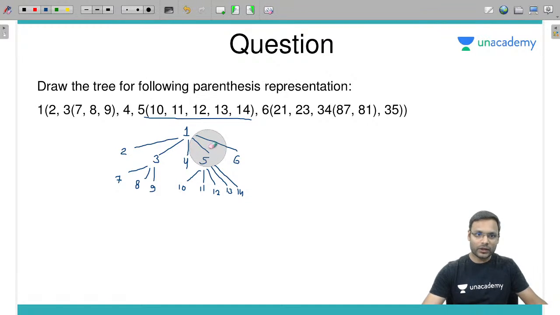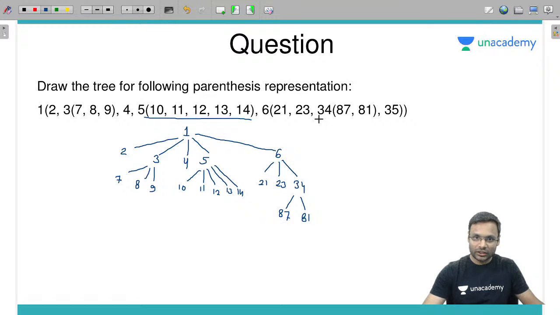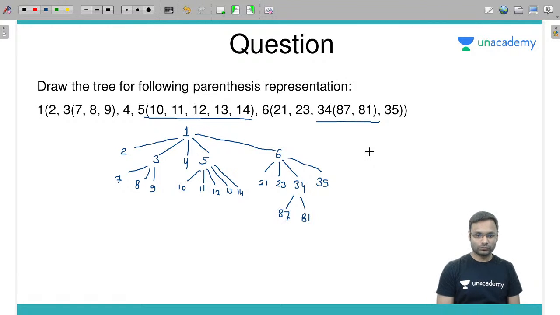Now children of 6. Okay, let me take it a little bit away so that I can draw it properly. Children of 6: first of all 21, then 23 and 34. 34 has 2 children, 87 and 81. 6 has children 21, 23, 34 and 35. So this will be the subtree. Just check whether you also got the same tree.